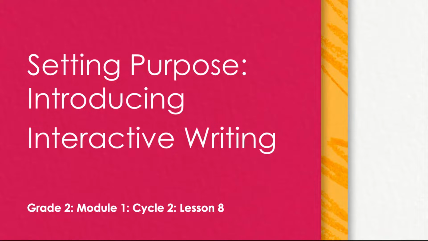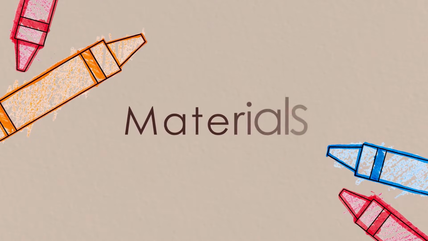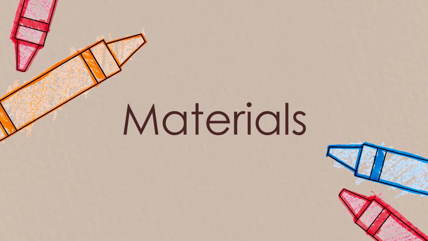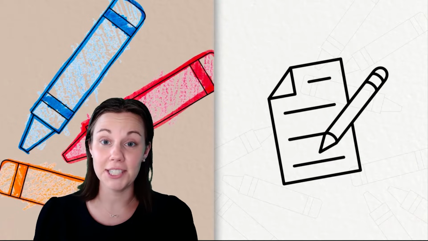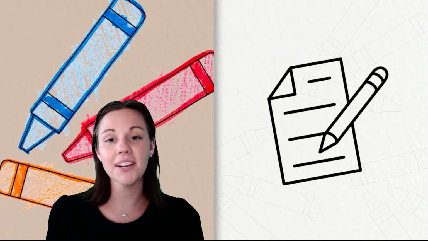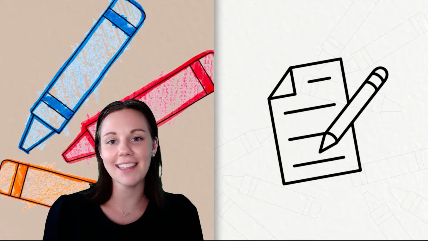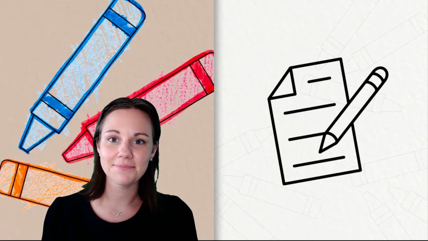Here we go. The purpose of today's lesson is to introduce interactive writing. This is Module 1, Cycle 2, Lesson 8. Materials! Today for your materials, you'll need paper and pencil. Go ahead and get those so we can get started.